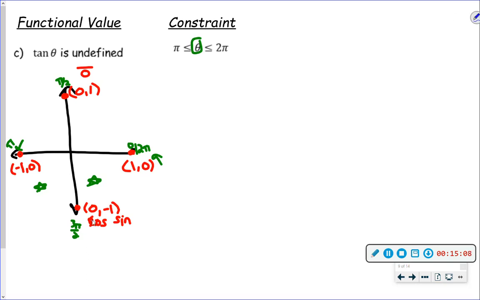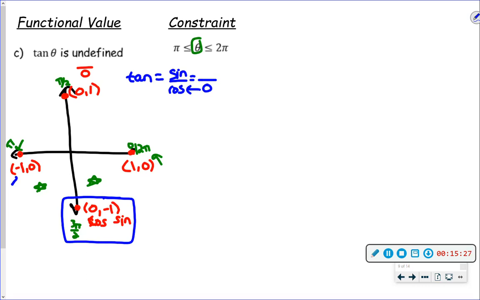Tangent, of course, undefined. 0 under the line. Now, tangent, we're going to have to use an identity here because on our points we just have cosine, sine. Tangent, of course, is sine over cosine. So for that to be undefined, I need cosine to be 0. So it's going to have to be this point. Because on the left point, cosine's -1, and on the right, cos is 1, so not it. So I'm working off the bottom point.